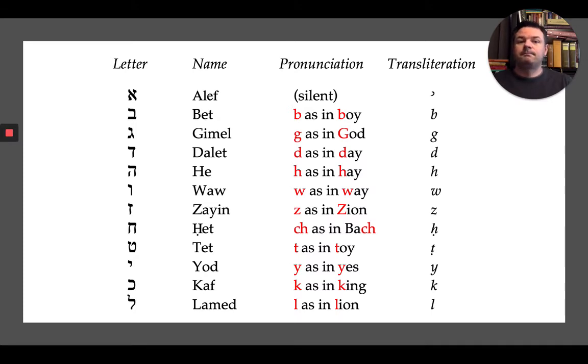Aleph, Bet, Gimel, Dalet, Hey, Vav, Zayin, Chet. Really practice that. Chet. Tet, Yod, Kof, Lamed. So that's the first part of the alphabet.